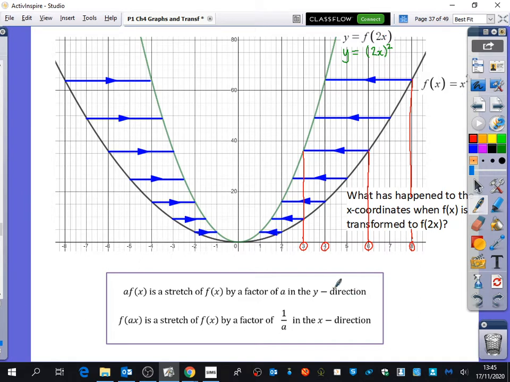So what I've written down here, and you've got this on your pages already written, a f of x is a stretch of f of x by a factor of a in the y direction. So when it's on the outside, it is stretching in the y direction, which means in the up and down direction. F of ax is a stretch of f of x by a factor of 1 over a. So like the reciprocal of it in the x direction, meaning left and right.